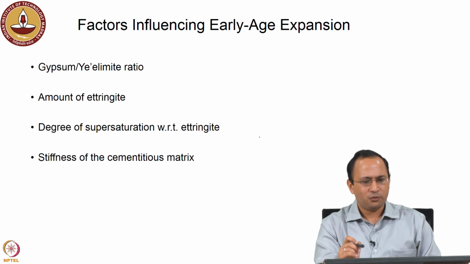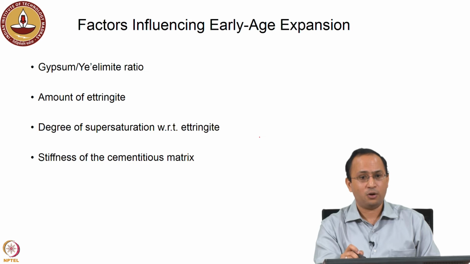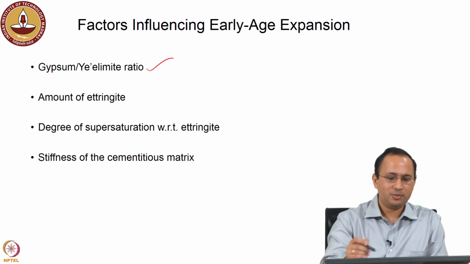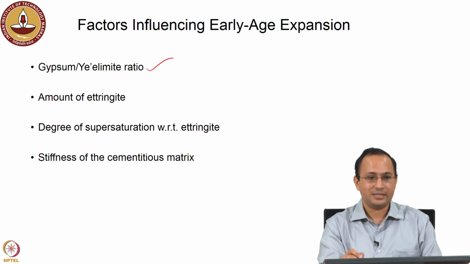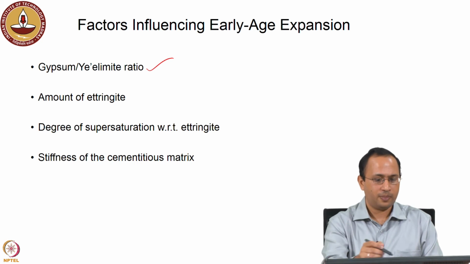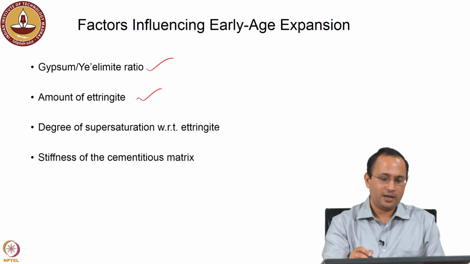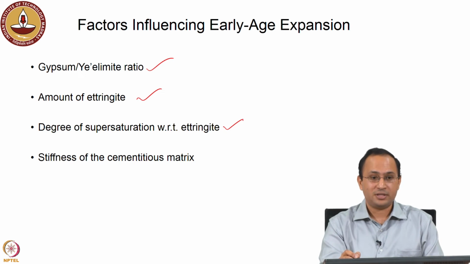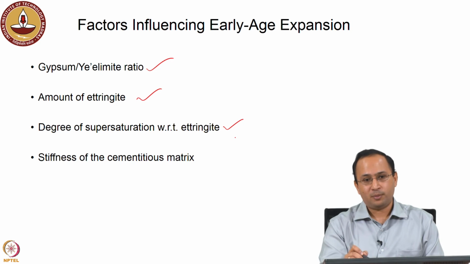So, it is important to look into factors which influence early age expansion. How can we quantify, how can we predict basically. We know that the gypsum to yeelimite ratio is one of the factors governing early age expansion, right. When you do not have enough gypsum, you will not have expansion. Then the amount of Ettringite, obvious choice. Degree of supersaturation with respect to Ettringite is also an important factor, okay. This depends on the saturation level of your sulfates, and these can be estimated if we know the composition of the pore solution.